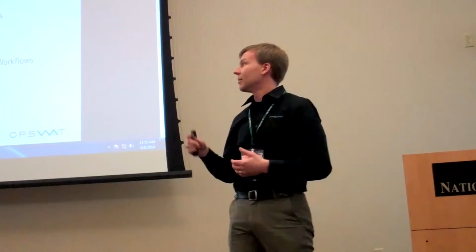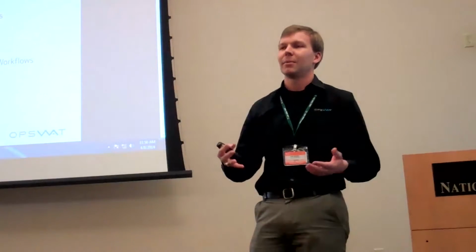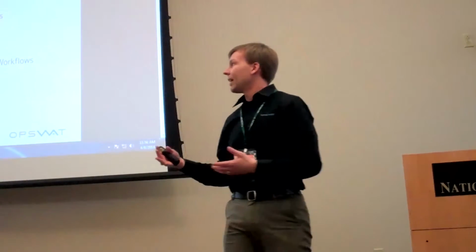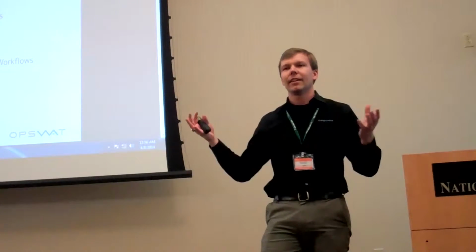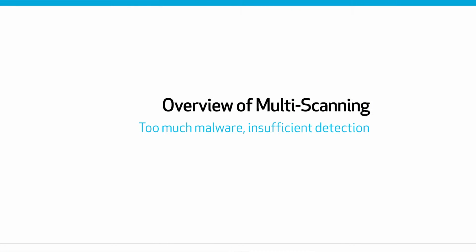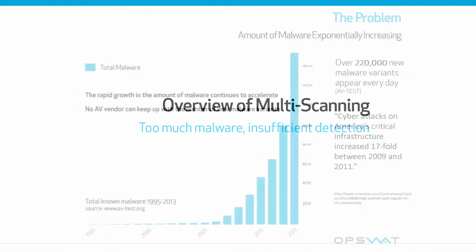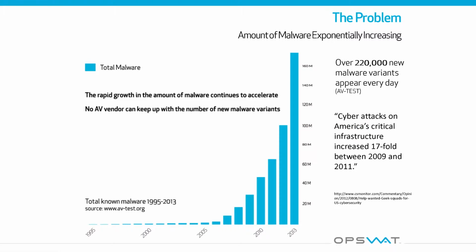I'm going to spend a little bit of time talking about how you can define what is acceptable media and acceptable content, so what's allowed in and what is not. And then finally, I'm going to try to tie this all together. So how does multi-scanning fit into this? How does the whole picture fit together to create a solid security policy? So, starting with multi-scanning.